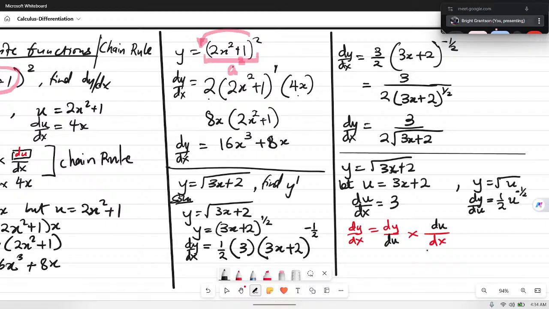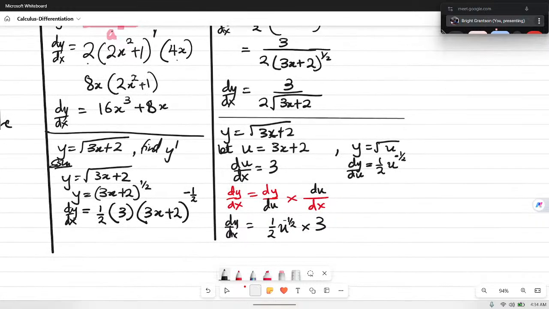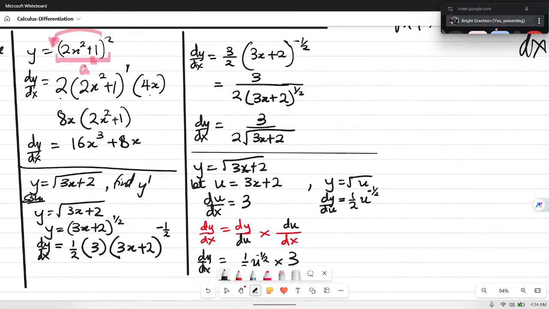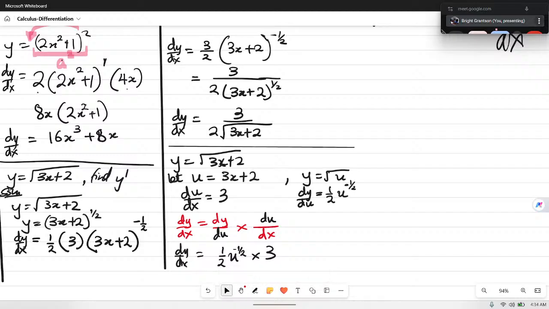So what is dy du? That's half u exponent negative half, times 3. That's the value of dy dx. Then eventually you substitute the values. So half, let me write it as 2 root u. I think this is convenient, times 3.